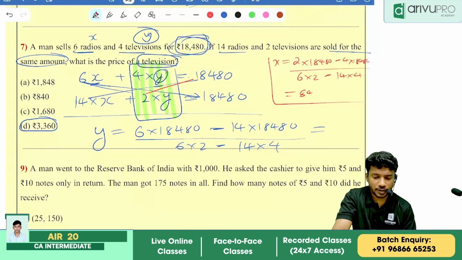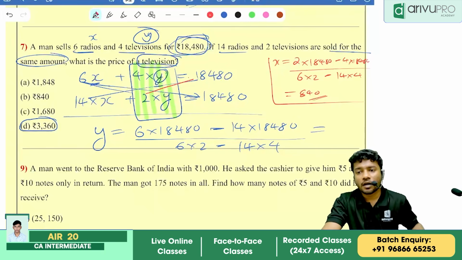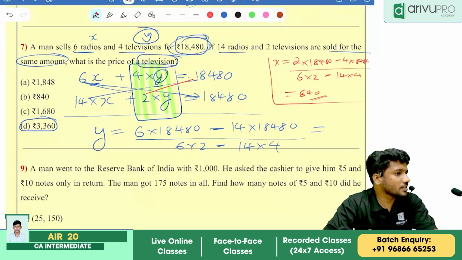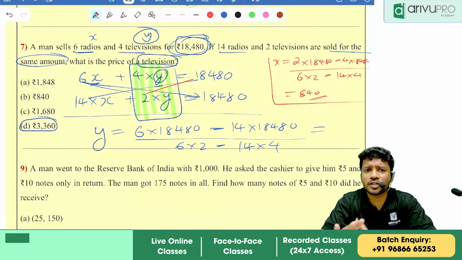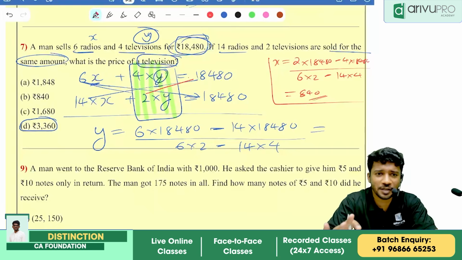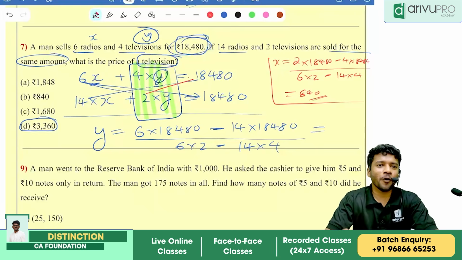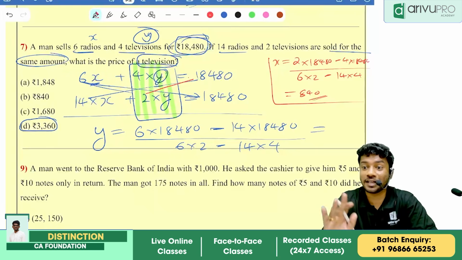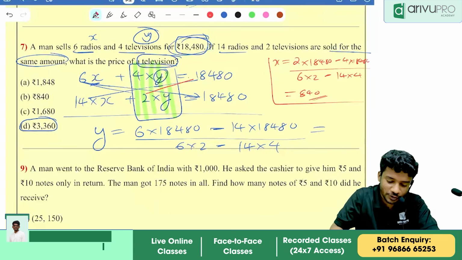840, yeah? Understood? This is the method. This is the shortcut. If you are not getting the shortcut, you can use your 7th standard method. What was that method? Elimination method or substitution method, which you studied in 8th standard. Any of the methods will also work out.